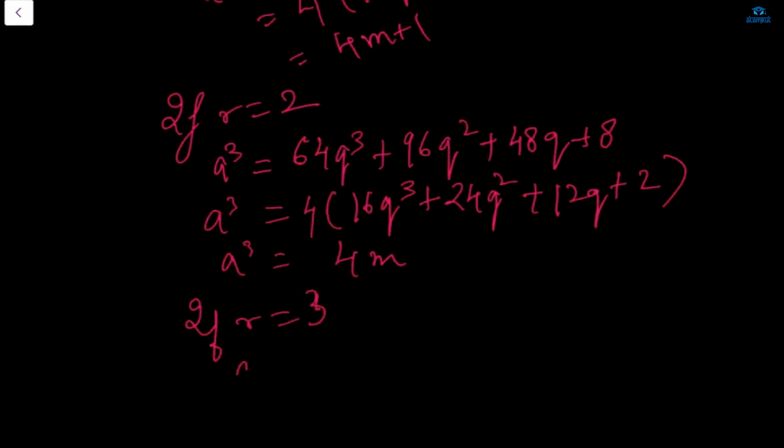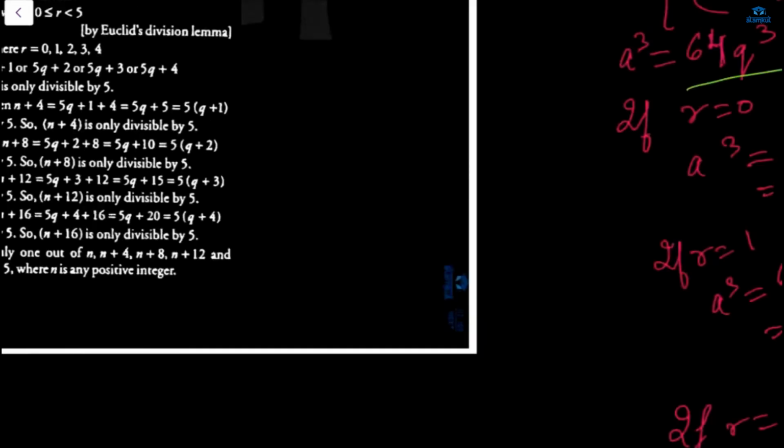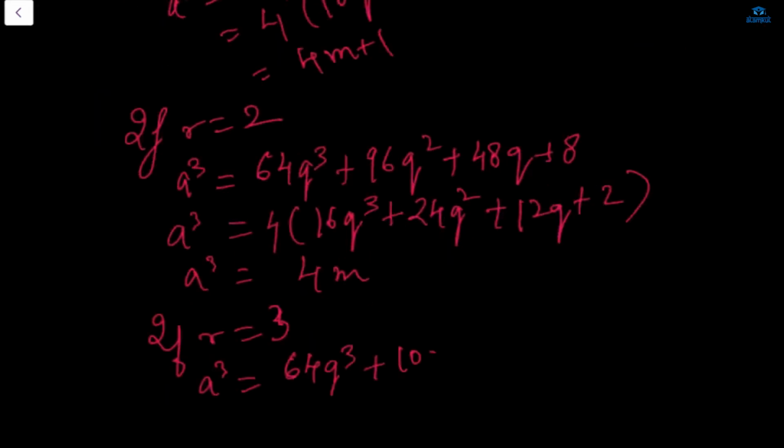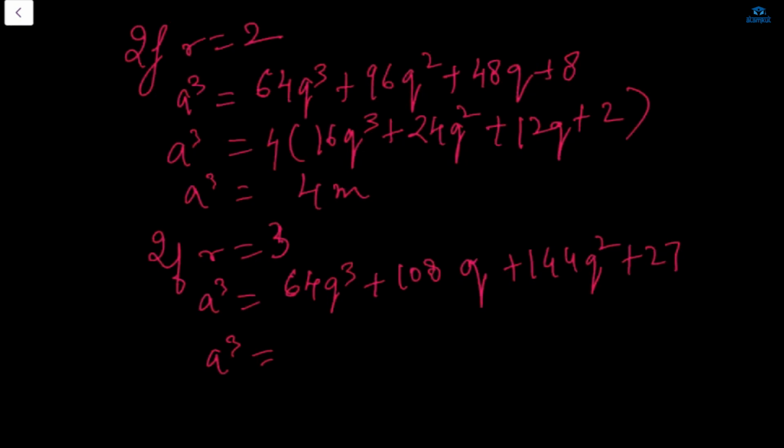Okay, now if r is equal to 3, it will go to a little bigger number: 64q cube plus 108q square plus 144q plus 27. So this can be represented as 4m plus 3. Now understood, Ria? So you can see all the cubes can be represented as 4m, 4m plus 1, or 4m plus 3. Yes, ma'am.